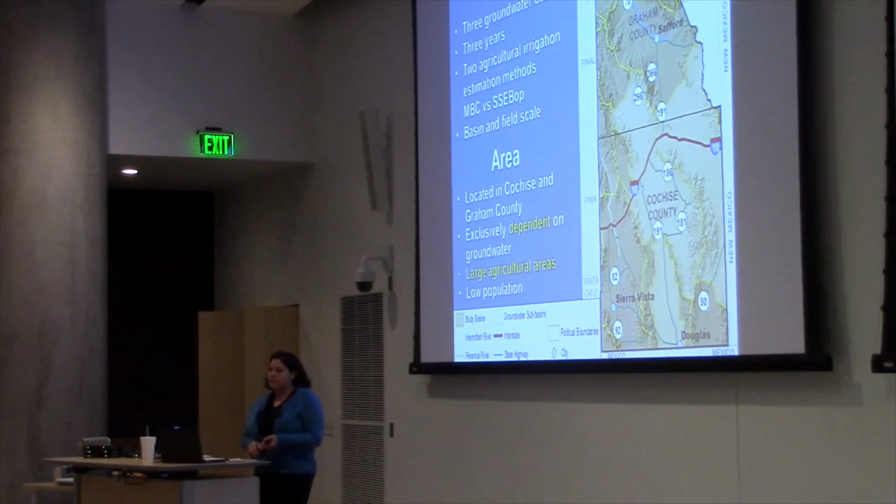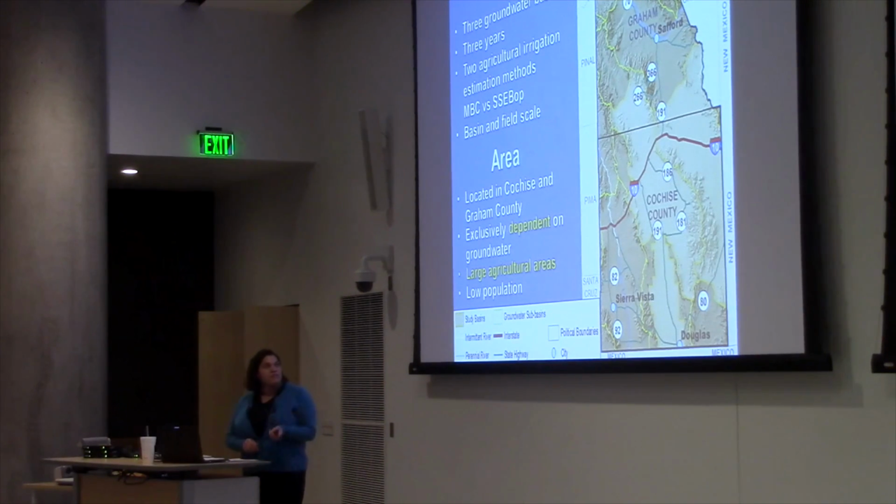The study area covers Cochise County and Graham County. The study basins are these basins in lighter color. And if you recall from the earlier map, one of them is required to report. But this is also self-reporting based on either an actual meter or a calculated value. So the study was done on 3 groundwater basins over 3 years, and it used the Modified Blaney-Criddle, which will be known as MBC, and the Simplified Surface Energy Balance Model, which will be known as SSEBop. It was done at a field scale and whole basin level.